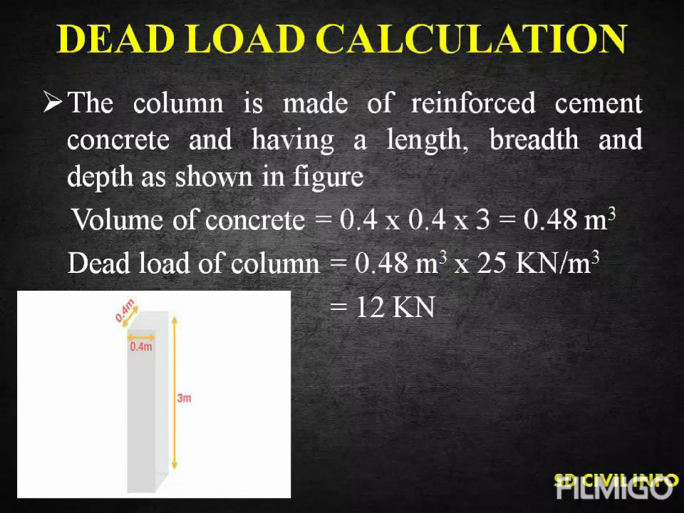The dead load of the column is obtained by multiplying the volume of concrete with the unit weight of reinforced cement concrete. We know that the reinforced cement concrete's unit weight is 25 kN per meter cube. Therefore, the dead load of the column is equal to 0.48 meter cube into 25 kN per meter cube, that is equal to 12 kN. Therefore, the dead load acting on the column is equal to 12 kN.